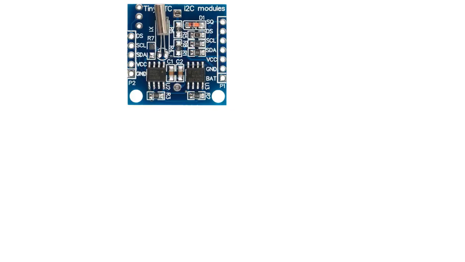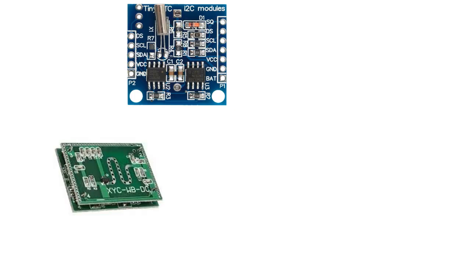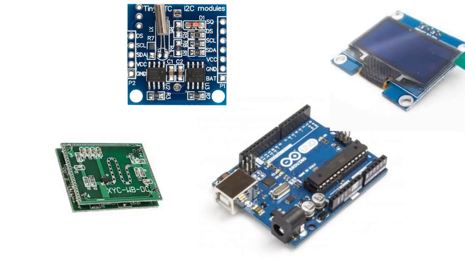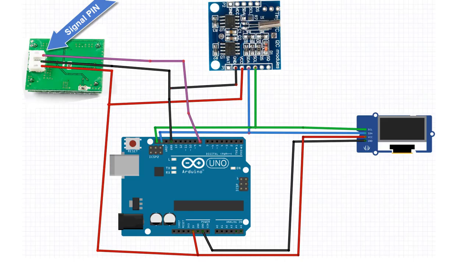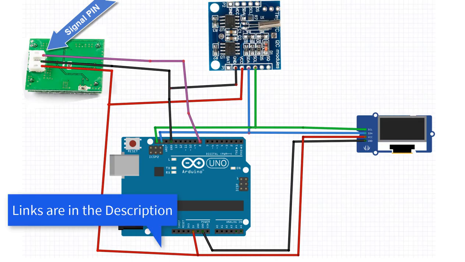For this project you will need a DS1307 RTC module, radar sensor, OLED display and Arduino. Connect everything according to this schematic.